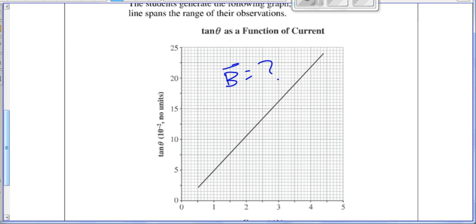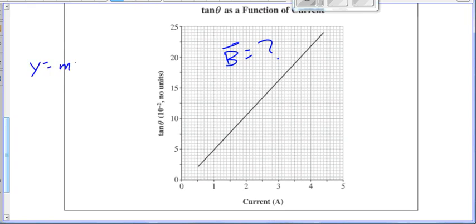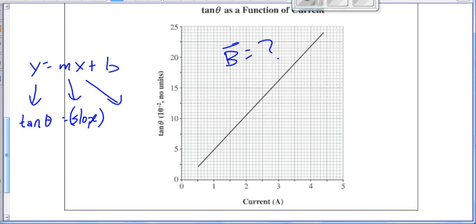Well, we start off with y equals mx plus b, right? We always start off with that if it's a straight line. The y-axis is tan theta, equals the slope times the x-axis, which is the current. That's the letter I, and it looks like there is no y-intercept, or at least it's pretty darn close to 0. So we're looking for an equation here that has tan theta and current in it. I can't think of one off the top of my head, nor can I find one on my data sheet. So we have to derive one.